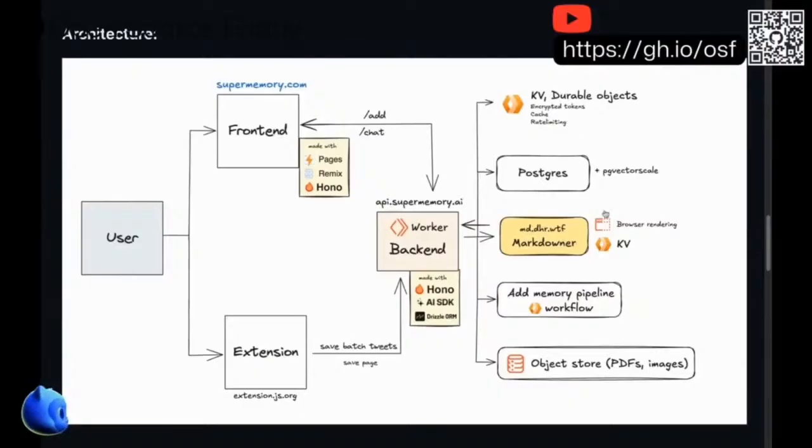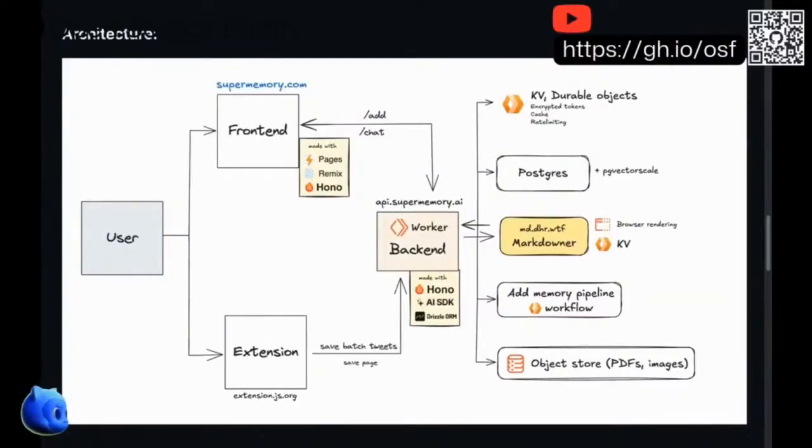And then Markdowner is another project of mine, which is an alternative to Firecrawl or Jina AI Reader. It can go to a website and extract the content out of it in the form of Markdown. It's also open source. It has 1,000 stars right now. And to add memory, etc., I use workflows, and then there's an S3 compatible object store for multimodal media.